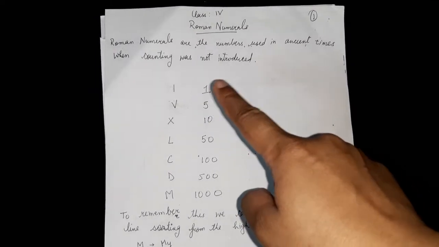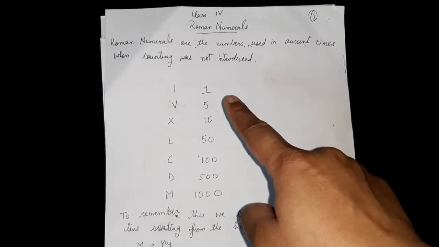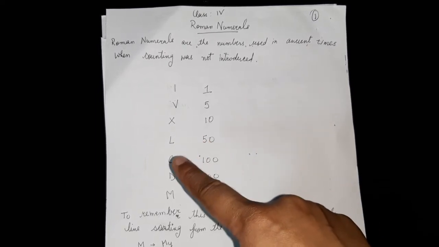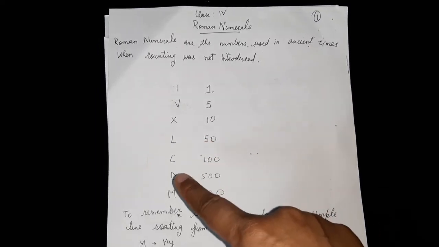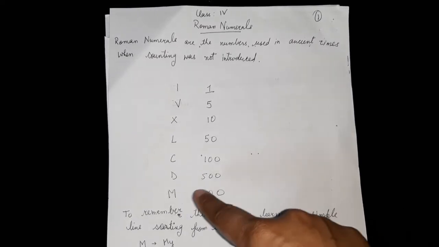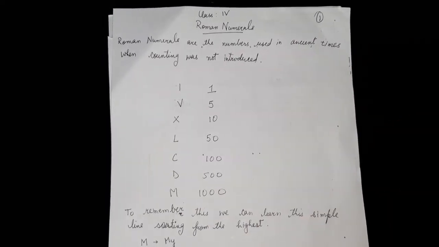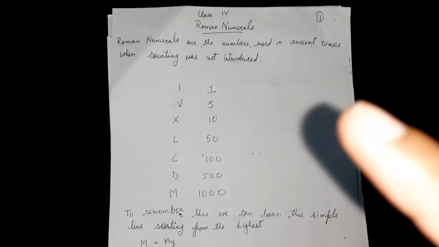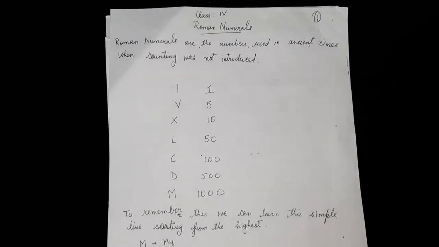I stands for 1, V stands for 5, X stands for 10, L stands for 50, C stands for 100, D stands for 500, M stands for 1000. So these are Roman numerals. These are the letters that are used instead of these.